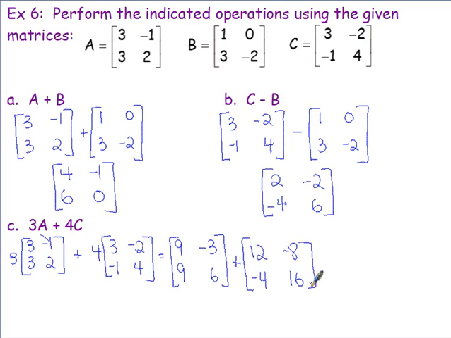Are we done with this problem? No. We still need to add to get our final answer. 9 plus 12 is 21. Negative 3 plus negative 8 is negative 11. 9 plus negative 4 is 5. And 6 plus 16 is 22. And hopefully you got that one right as well. So at this point you can stop your video and I'll see you in class.